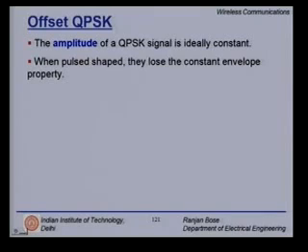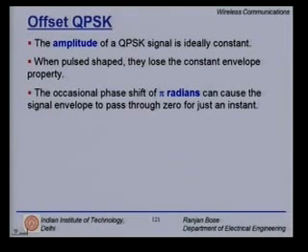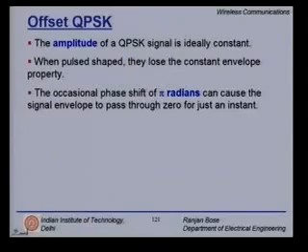When the pulse is shaped, they lose the constant envelope property. Clearly, you are doing pulse shaping. So, it is not a rectangular pulse anymore, it is pulse shaped. Now, in QPSK, you have no control over what symbols will be transmitted. So, sometimes you have a transition from S0 to S1, which is a 90-degree phase shift, or sometimes from S0 to S2, which is a 180-degree phase shift, basically pi radians. And then a phase shift of pi radians can cause the signal envelope to pass through the 0 for just an instant.